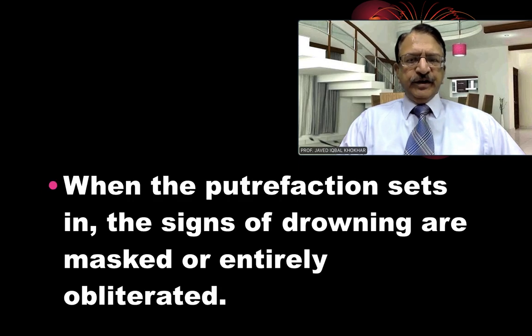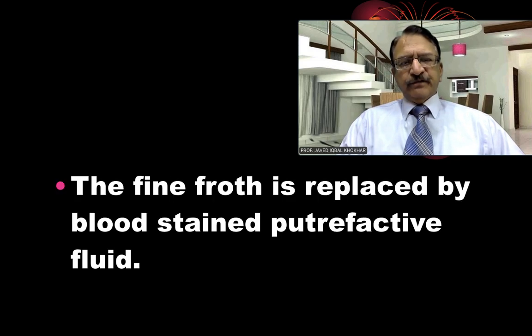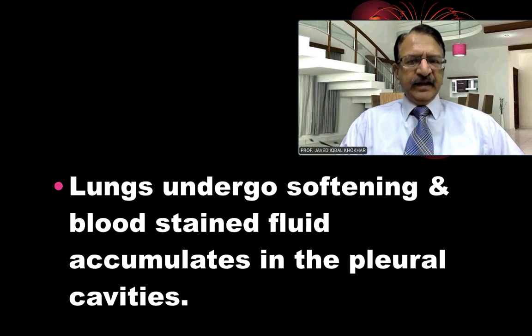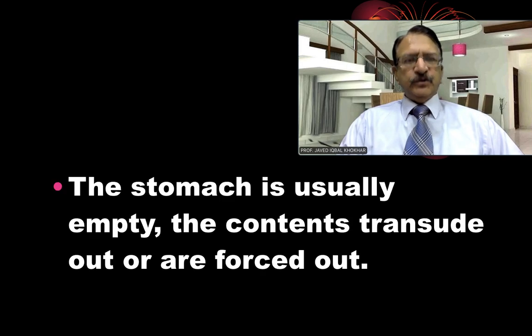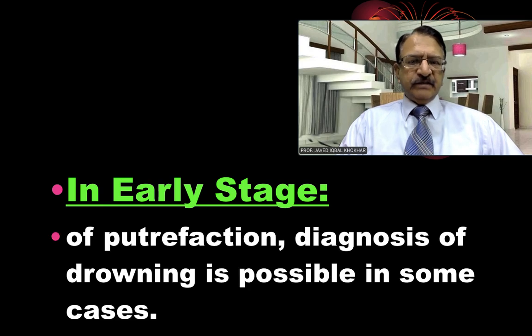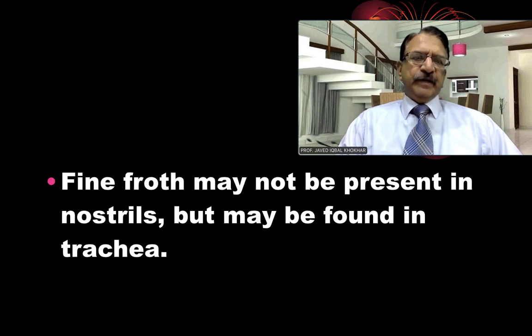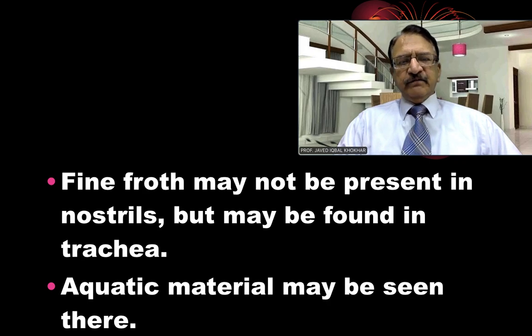Then in decomposed bodies, when putrefaction sets in, the signs of drowning are masked or entirely obliterated. The fine froth is replaced by blood-stained putrefactive fluid. Lungs undergo softening and blood-stained fluid accumulates in the pleural cavities. The stomach is usually empty and the contents are transuded out or forced out. In the early stage of putrefaction, the diagnosis of drowning is possible in some cases. Fine froth may not be present in the nostrils but may be found in the trachea. Aquatic material will be found there.